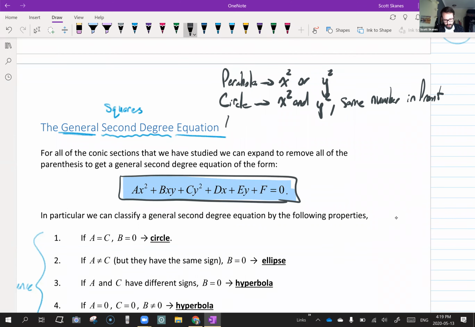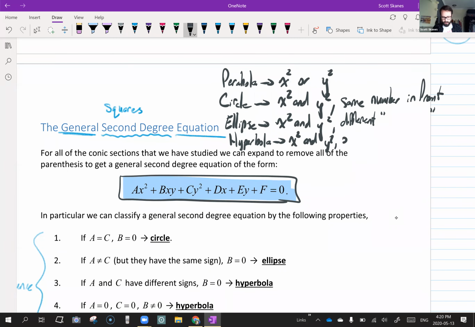How do you know that it's an ellipse? Well, you would have x squared and y squared. They would both be positive. You would have different numbers in front. Different numbers in front. So you'd have like a 3x squared and a 5y squared or something like that. And then how do you know if it's a hyperbola? This one's actually the easiest in my opinion. You have x squared and y squared. One of them is negative.